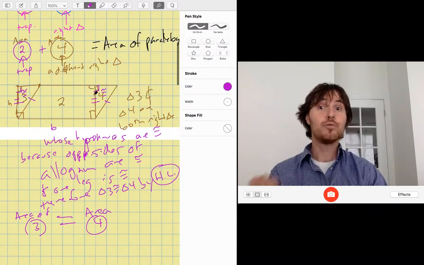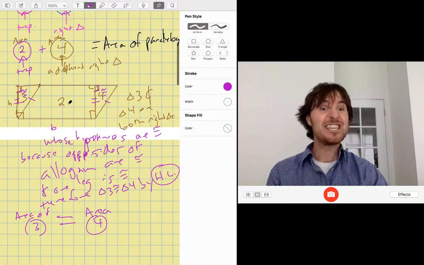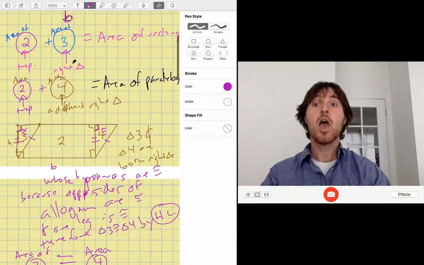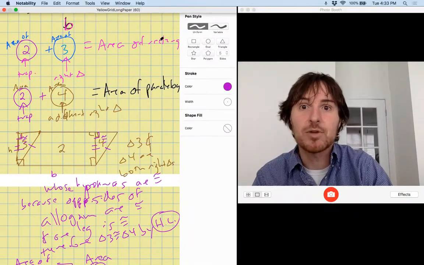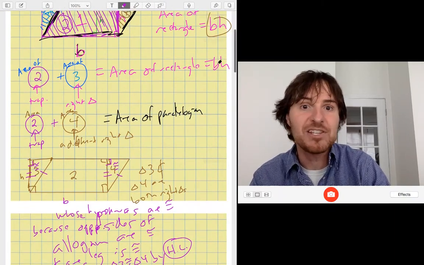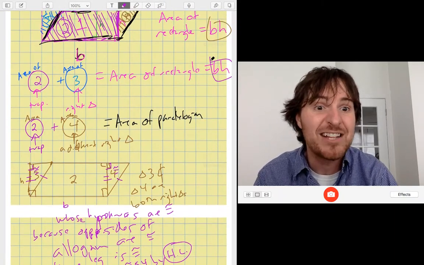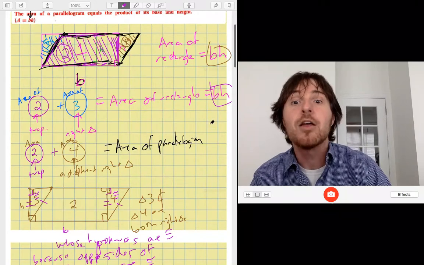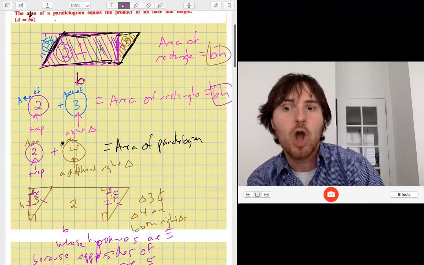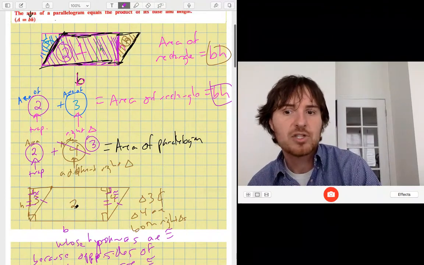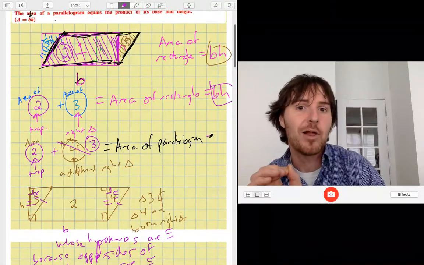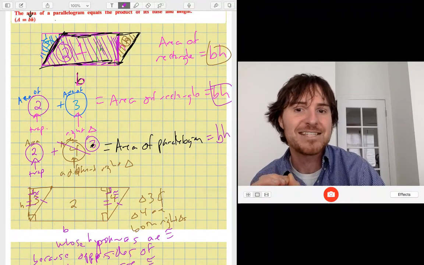So check it out here. 2 plus 4 would have to equal the same thing as 2 plus 3. And what do we know about 2 plus 3? Well, we know that the area of 2 plus 3 equals the area of the rectangle, the way we could prove it using the other theorem here. So what do we know about the area of a parallelogram? Well, it also equals 2 plus 3, using substitution. It's the same area as that rectangle that will get formed. So the area of a parallelogram is base times height.